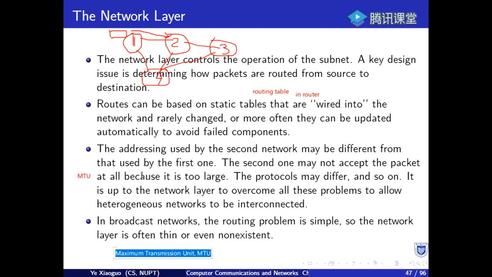If the packet is too large for the second network, then the second network should drop the packet directly. This is the issue that lies in the network layer. The third question is that the protocols may differ, and other problems and so on.